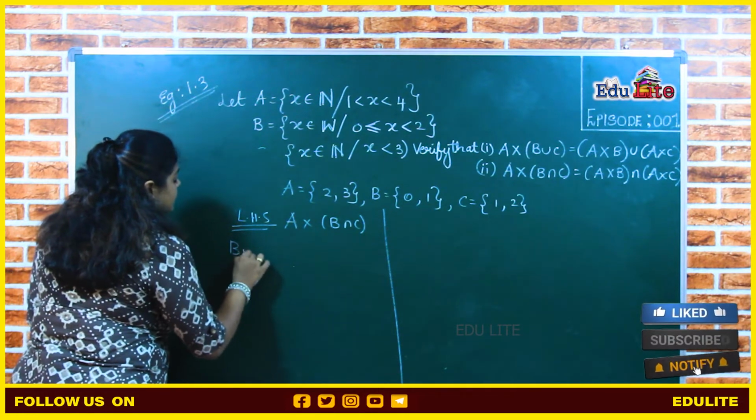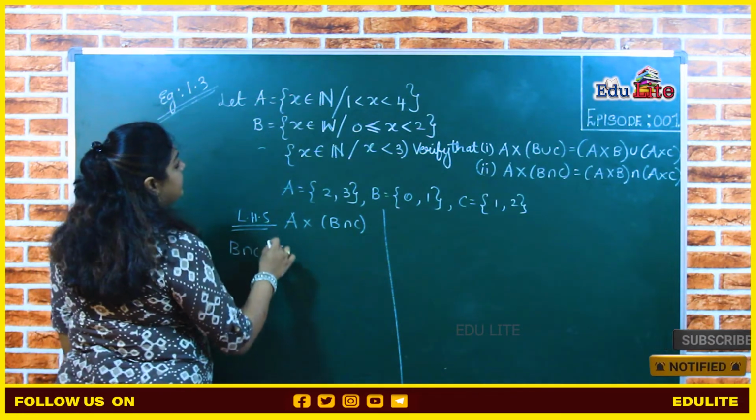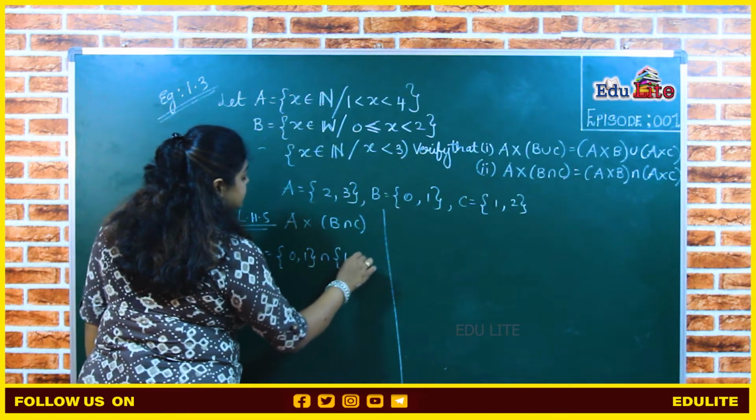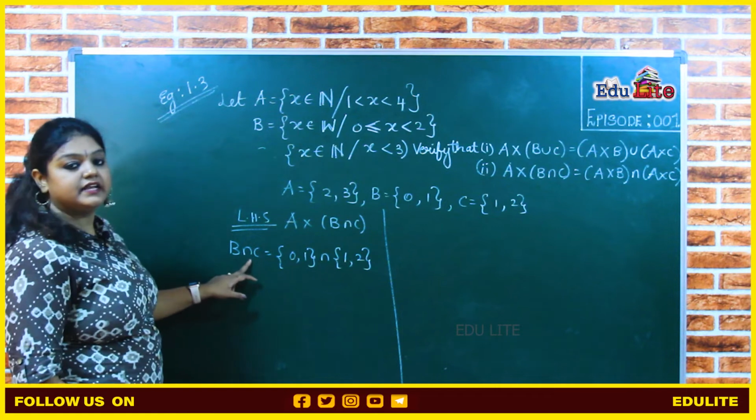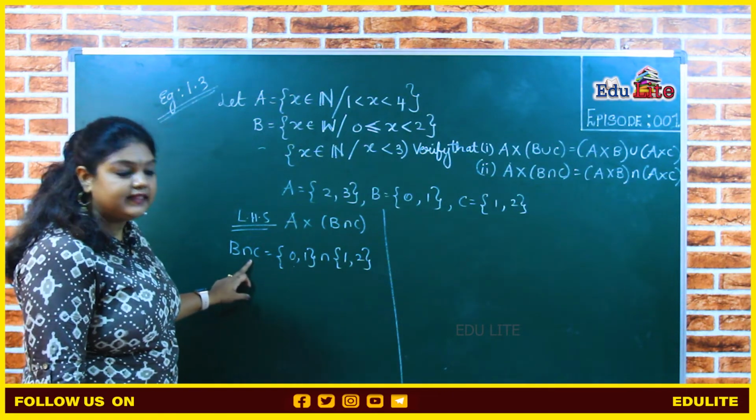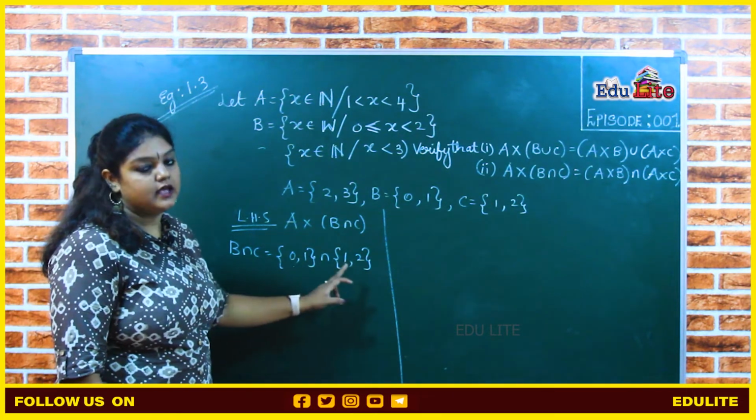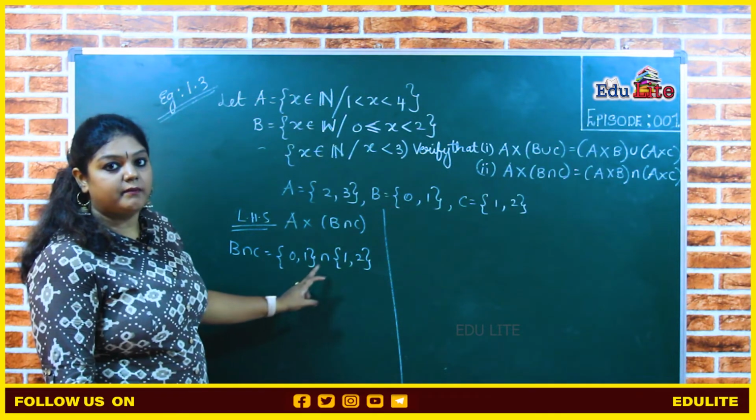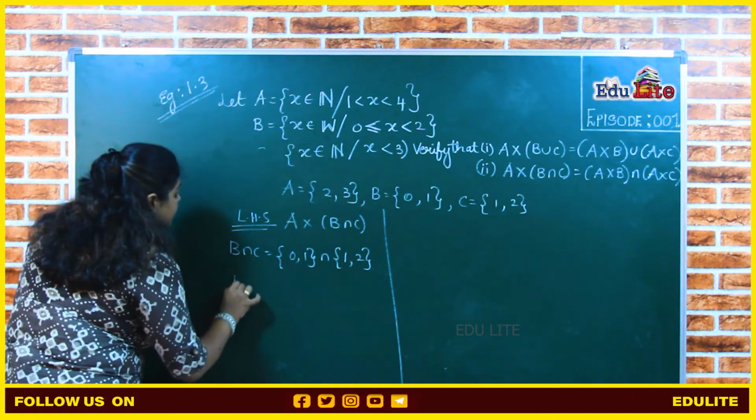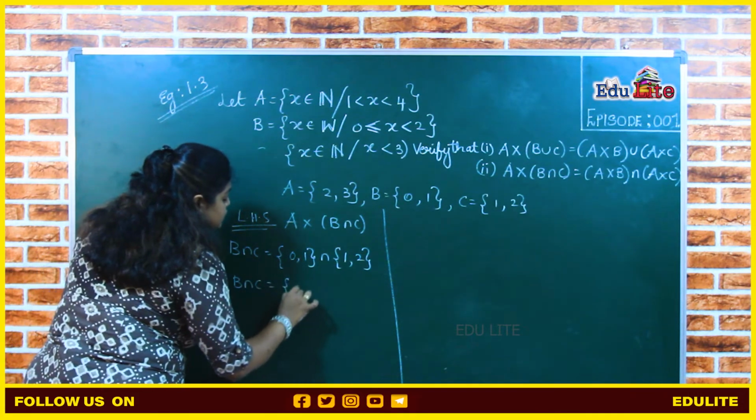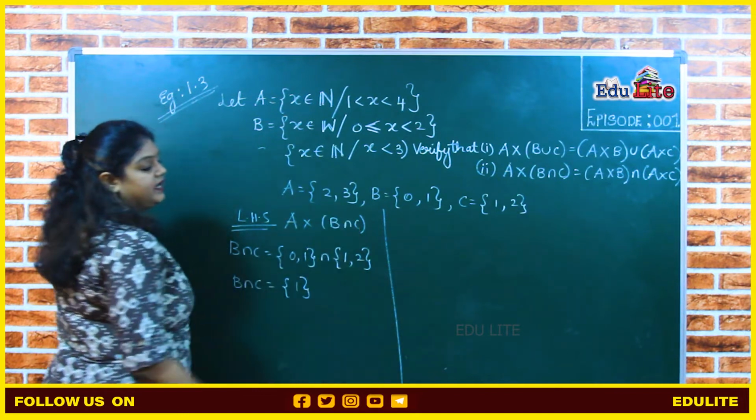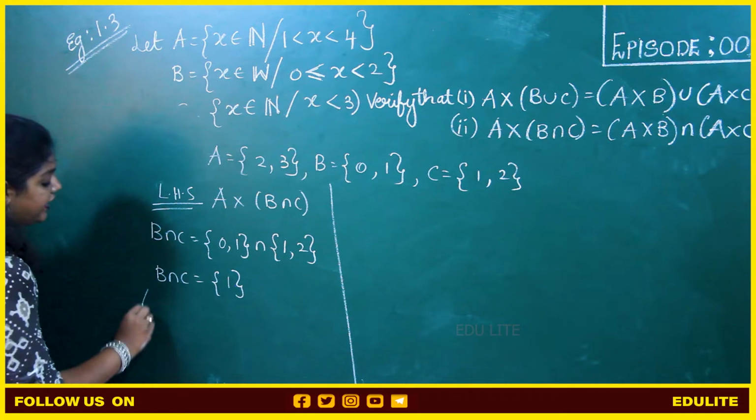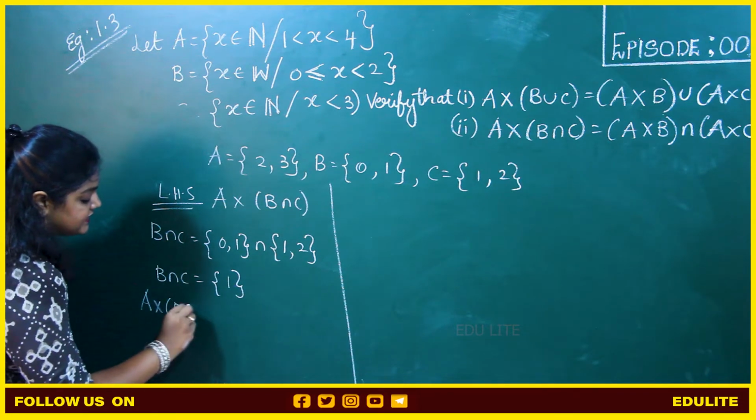B intersection C means B is {0, 1} intersection C set is {1, 2}. If it is intersection, we have to write only the common elements in both the sets. The common element in both the sets is 1 alone. Therefore, B intersection C equals {1}. So we have found B intersection C. Next we have to do the cross product with A. So A cross (B intersection C).